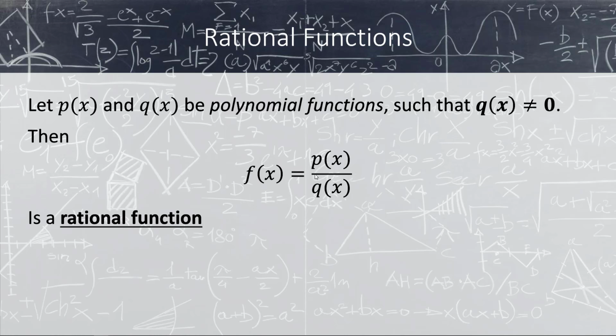It is really nothing more than a ratio of two polynomials. Here, p of x is a polynomial, this kind of stands for product. Here, q of x is a polynomial, kind of stands for quotient, I suppose. And if you take the ratio of those two, you have a rational function.